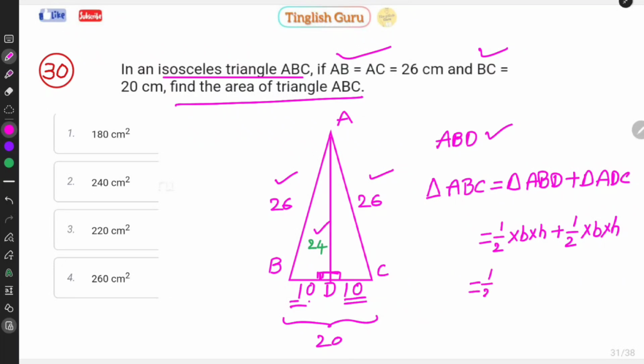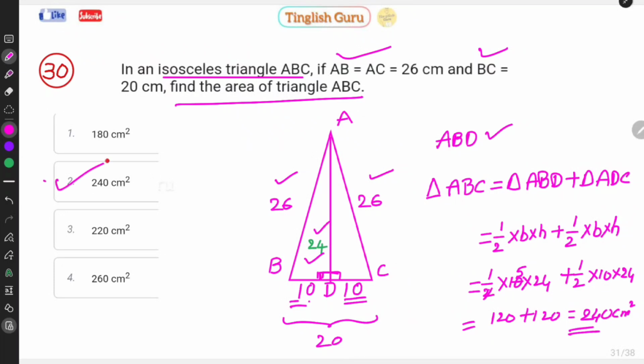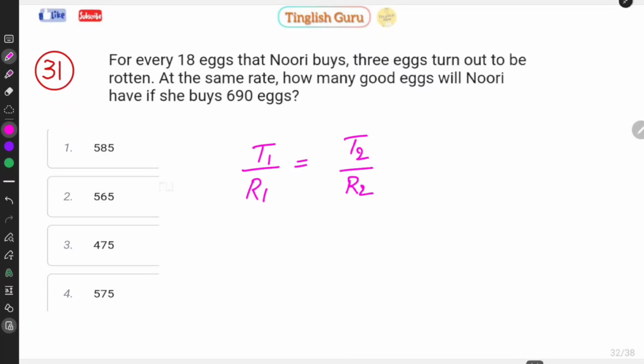So half into what is the base? 10. Into what is the height? Height is 24. Here also the value will be half into base, which is 10, and height, which is 24. So 2 5s are 10. So this will become 120 plus 120, that is equal to 240 centimeter square. So option 2. Next, for every 18 eggs Noori buys, 3 eggs turn out to be rotten.